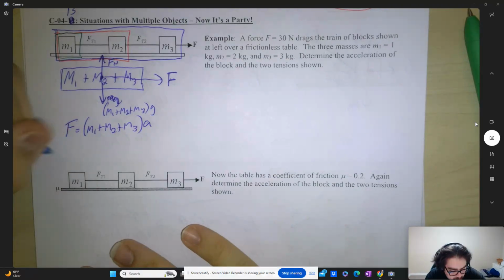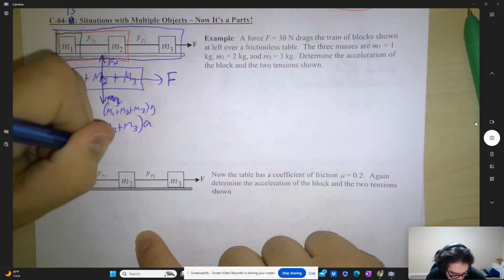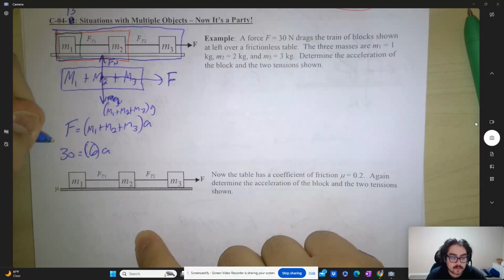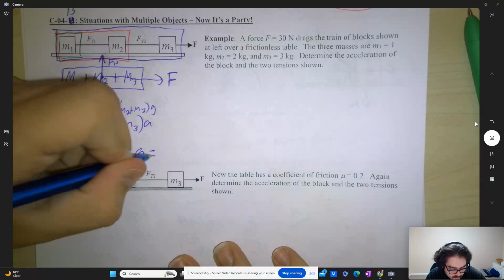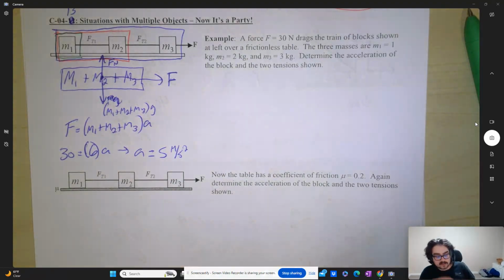Okay, so then I'm going to calculate. The force that we've got is 30. The combined mass, 1 plus 2 plus 3, is 6. And then acceleration is a, which we don't know yet. You don't even need to be a rocket scientist here. You can figure out that a is just going to be 5, 5 meters per second squared. So the acceleration of the entire system is 5 meters per second squared, and the acceleration of each individual block should also be 5 meters per second squared.